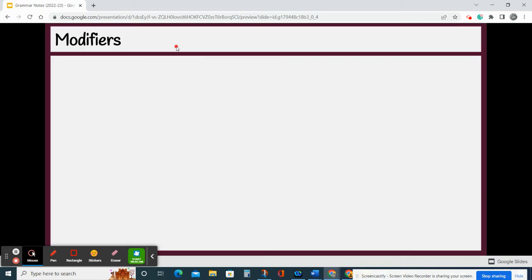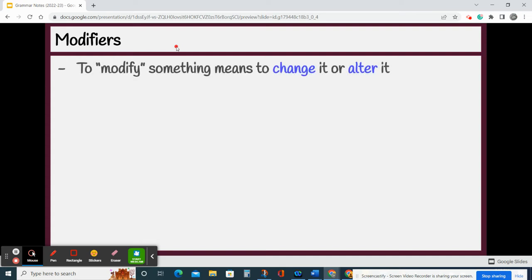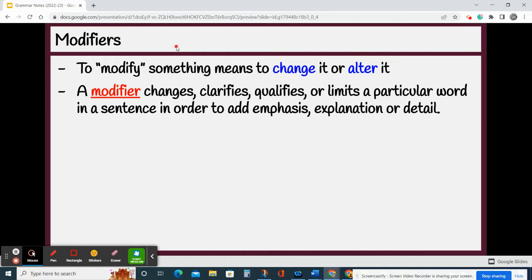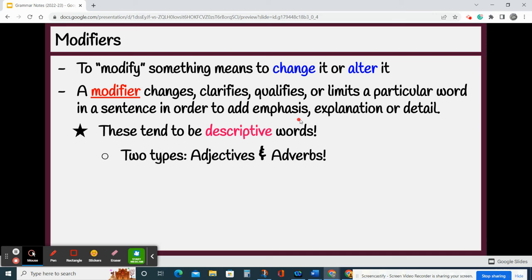Up first, we're going to talk about some modifiers. Now, in order to understand what a modifier is, we have to understand what the word modify means. To modify something means to change it or to alter it. And when we change it or alter it, we are typically referring to a modifier whose whole purpose is to indicate a change or clarification or qualification or limitation. All of these things that a modifier does is to add emphasis or explanation or detail. And the modifiers that we are talking about are our descriptive words, specifically adjectives and adverbs.